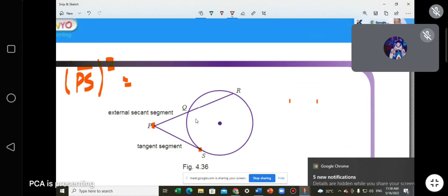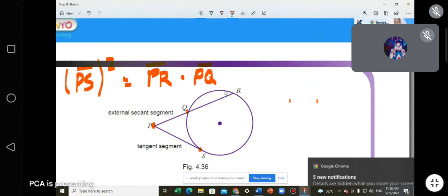And then you have this one, from point P to R, which is a segment again. That is the PR segment. And then multiply it with this one, the external segment. Point P to Q is a segment that we call the external secant segment, PQ. Don't forget this. So you multiply that.